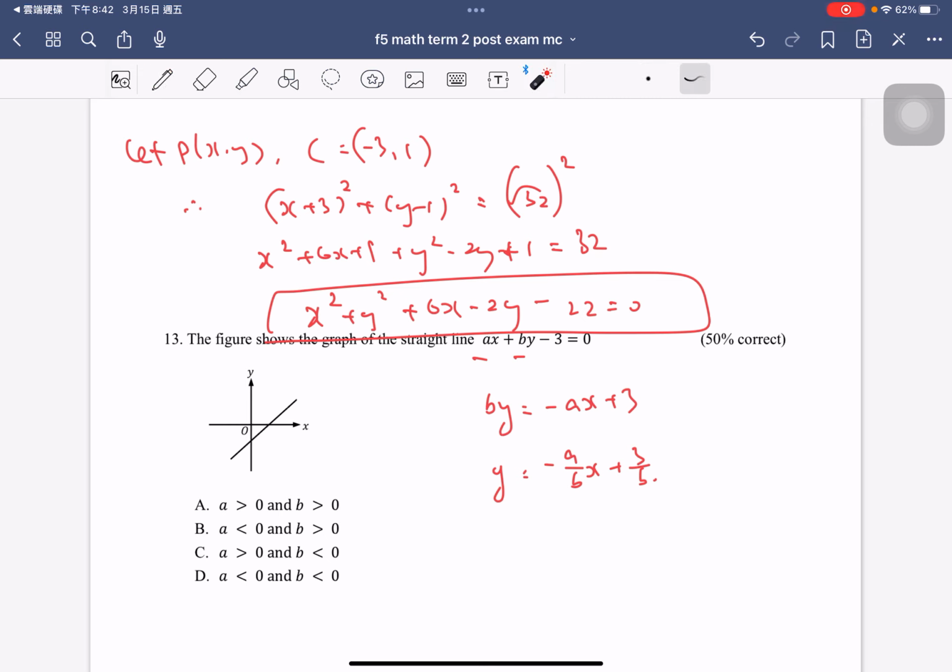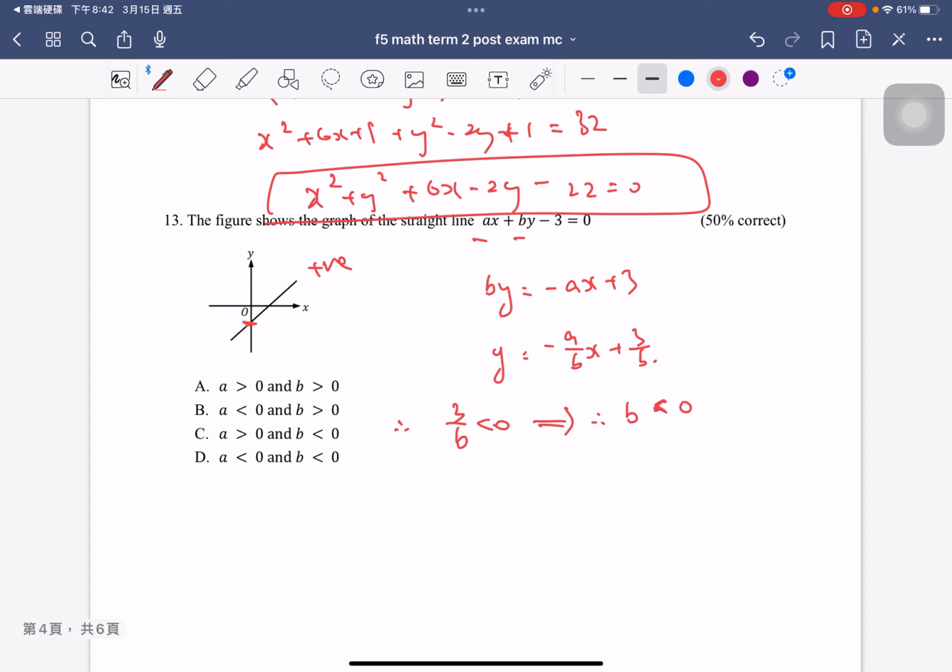If you still remember, the number in front of x is going to be our m, and the number after that is going to be the y-intercept. So from here we know that this is the y-intercept, and the slope is going to be positive. So we can say that 3 over b is going to be smaller than 0, which means that if you divide by something positive, the whole thing is never going to be negative. So b must be a negative number.